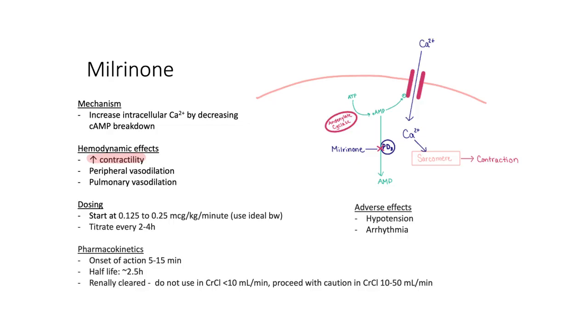Like dobutamine, milrinone also causes peripheral vasodilation, but unlike dobutamine, can cause pulmonary vasodilation, which can be beneficial in cardiogenic shock. It is also arrhythmogenic, though possibly less so than dobutamine.